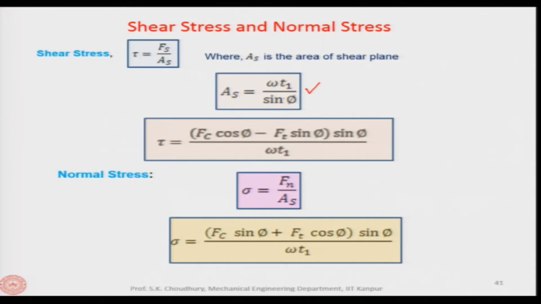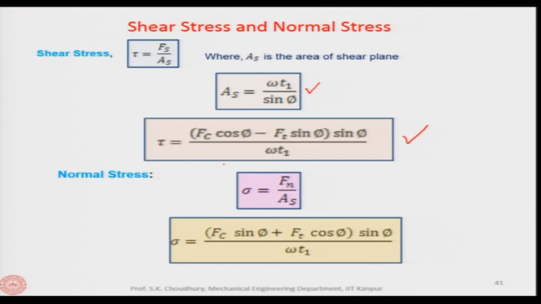So, width into length is that area, and therefore the shear stress tau can be found out by Fs. We have found out already that Fs is Fc cos phi minus Ft sin phi, and multiplied by the sin phi it goes here, divided by As, and in the denominator it will be W into T1. This is the shear stress that we can find out analytically in this way.